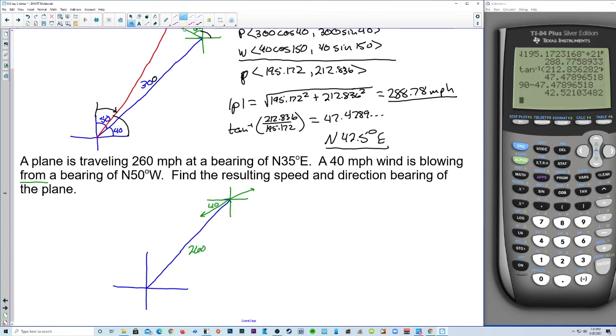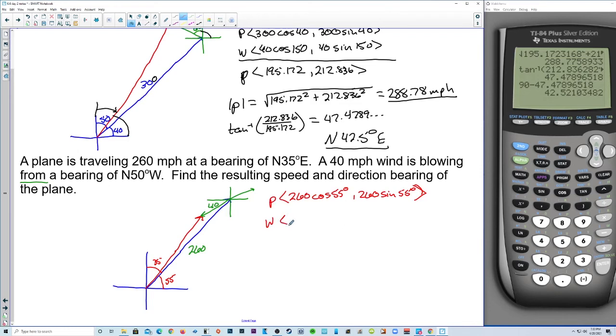So we want the resulting vector right here, like that. So let's do the plane. Let's get the component form of the plane. That's 260 times the cosine of, let's see, the blue, that was north 35 degrees. So this right here was 35 degrees, but we need the unit circle measurement. We need 55. So cosine 55 degrees. And then 260 sine of 55 degrees. So there's the component form for the plane.